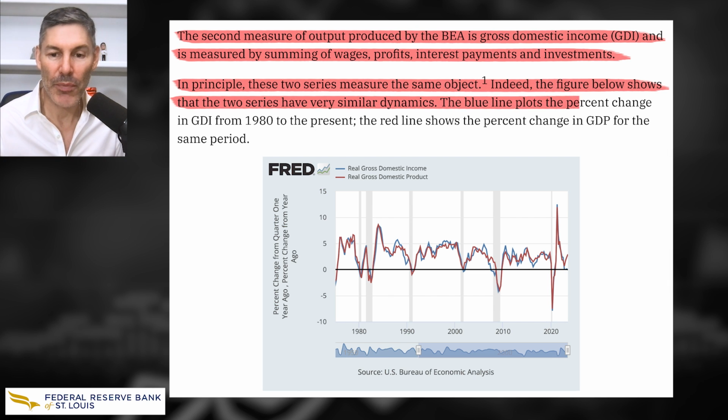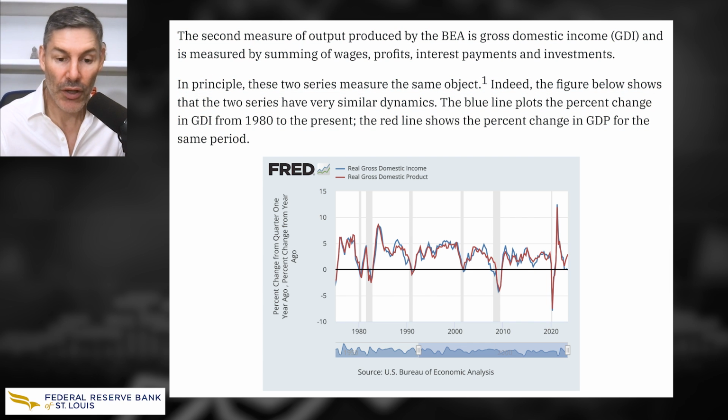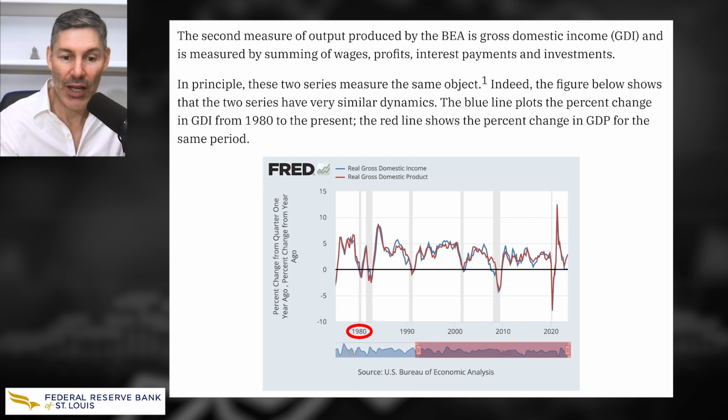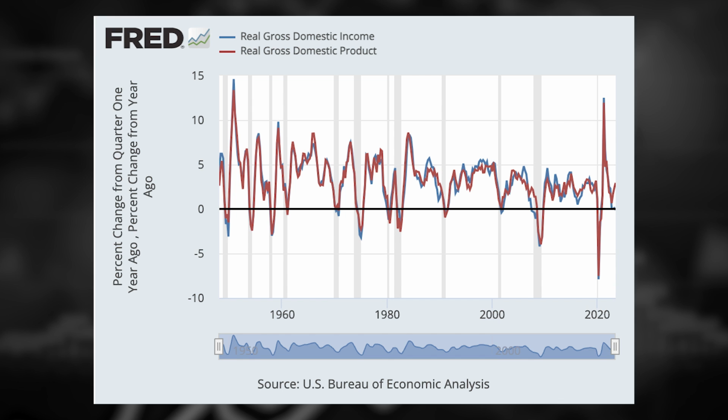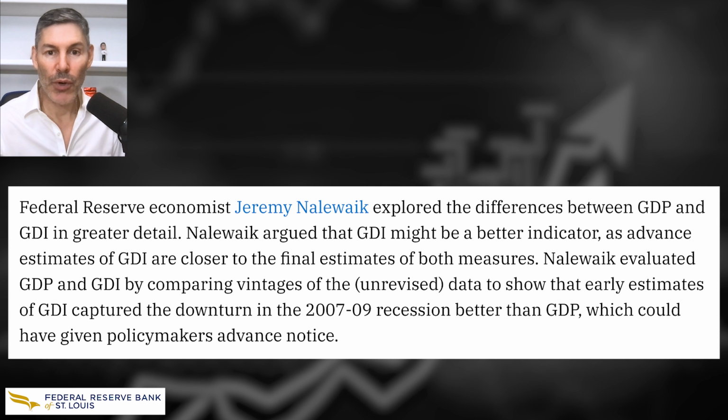The blue line plots the percentage change in GDI from 1980 to the present. The red line shows the percentage change in GDP for the same period. And I would like to point out that this chart goes back a lot further than 1980. It's just the segment that they're referencing in this article. And when you go back to, let's just call it the late 1940s, you see that GDI is a very, very accurate indicator of recession. But here's where it gets interesting.